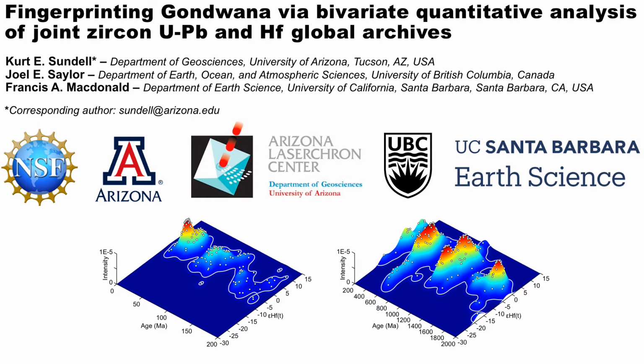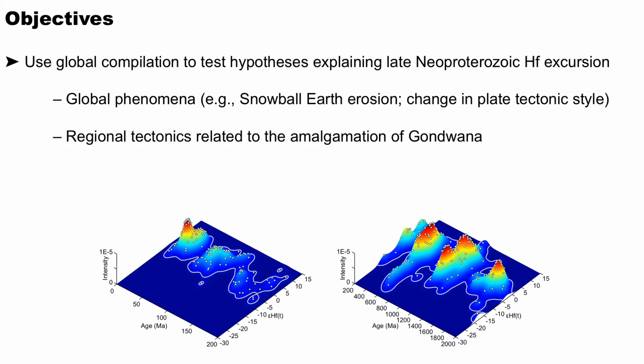Today I'm going to talk about two-dimensional quantitative comparison of zircon uranium-lead and hafnium data from a recently compiled global database. The goal of this talk is to use this global compilation to test hypotheses explaining this late Neoproterozoic hafnium excursion that shows up in samples seemingly from all over the world, including this example in the bottom right from the central Andes, where you can see this major excursion to negative hafnium values at around 600 million years.